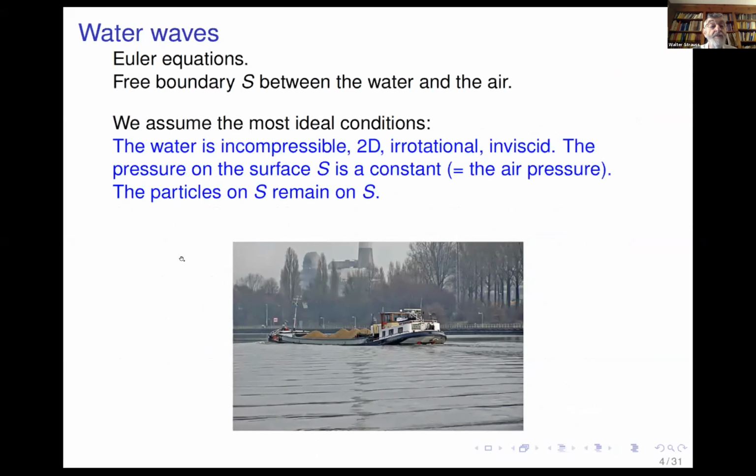So the assumptions are written at the top of this slide. We take the Euler equation. I'm going to write them down very soon. There's a free boundary between the water and the air. The water itself is incompressible, inviscid, irrotational, and I'm assuming it's two-dimensional, like in this picture below. And the pressure, and then the two boundary conditions. One is that the pressure on the surface equals the air pressure, and the other one is that particles on S remain on S. So I'm going to write this down precisely in a moment.